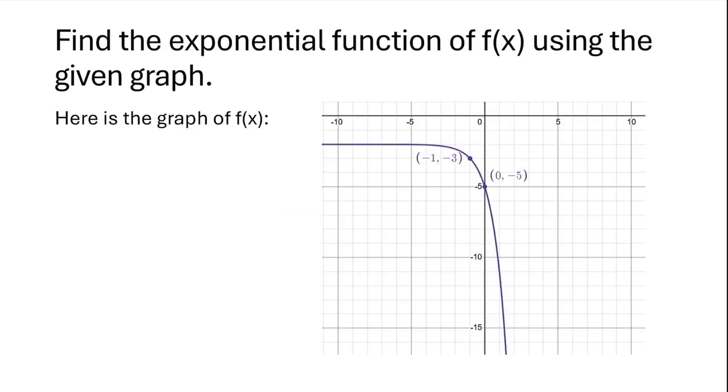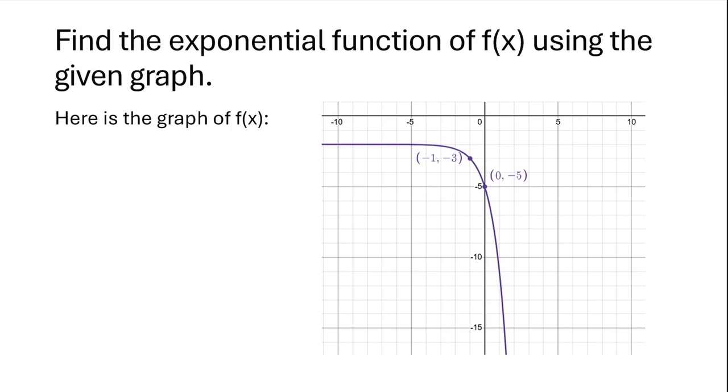Once we have figured out any sort of reflection or shifting, we can solve for our base. To do this, we pick a known point from our graph to set up an equation that allows us to solve for our base a. We'll talk more about this and put everything together using this example problem.